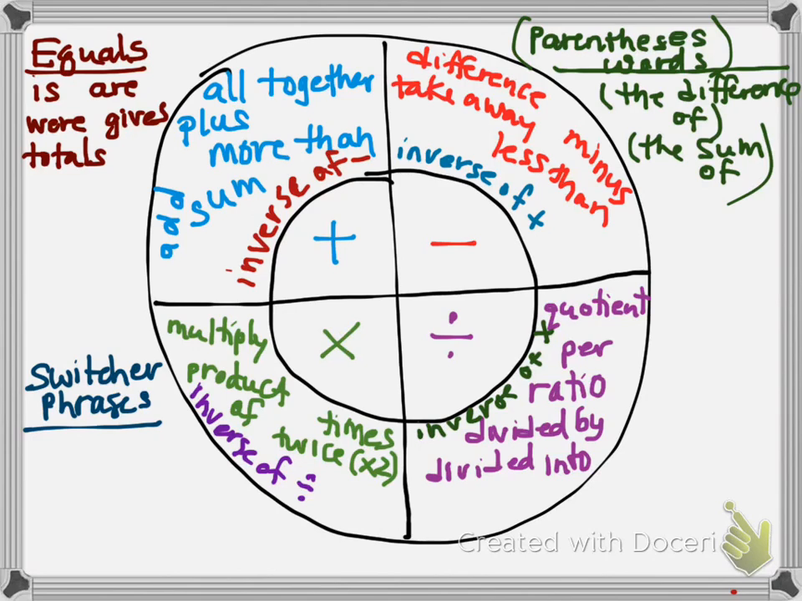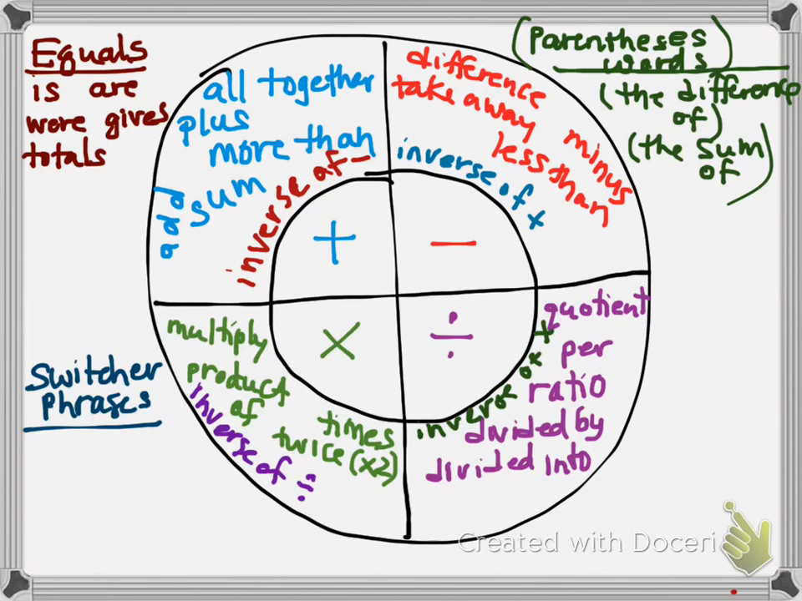So what these switcher phrases do is they take the numbers that are on either side of the switcher phrase, but you write them in the opposite direction that they were written. So what came last goes first, what came first goes last. Okay? So we'll do some practicing with that.